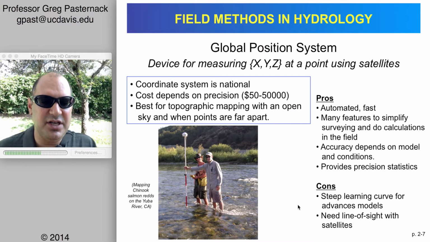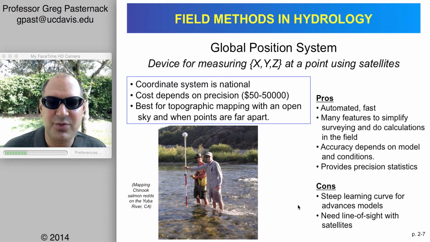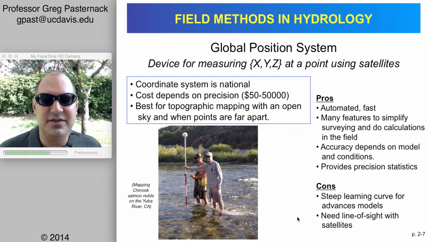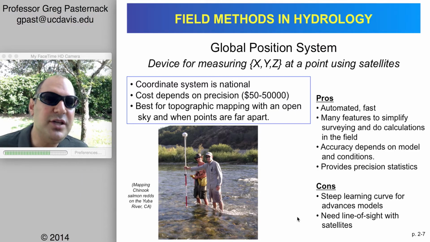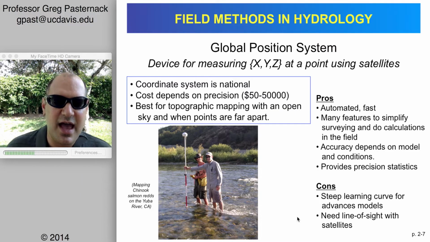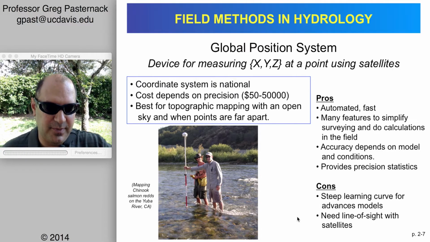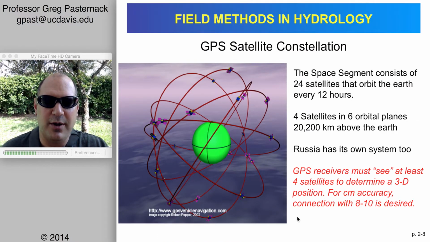The disadvantage is there can be a steep learning curve. It's really no faster than a total station. And you need to have a line of sight with satellites. So if there are a lot of buildings around you or trees, then you're going to run into problems. So let's look deeper, because GPS is just too important to not understand more of the theory at this point.